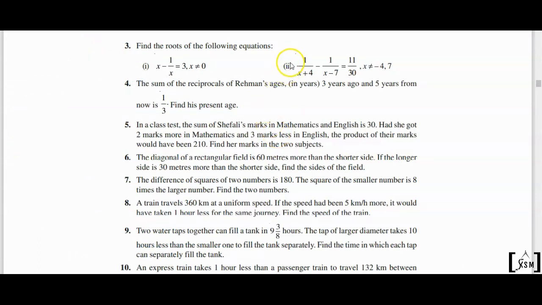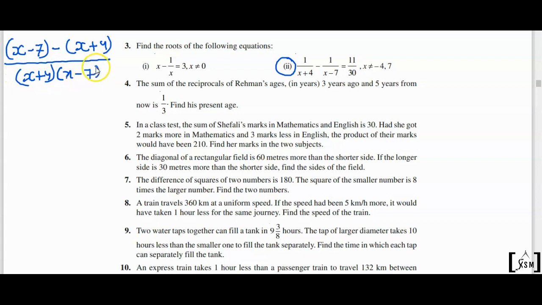Have a look at number 3, second part. 1 over (x plus 4) minus 1 over (x minus 7) equals 11 over 30. We'll solve it. Please stay focused. In this question, we'll have to make the same denominator. So I believe you know how to subtract. So you will get x minus 7, I'm putting a bracket because there is a subtraction sign, minus (x plus 4), right? And the denominators get multiplied. So (x plus 4) times (x minus 7) equals 11 over 30.